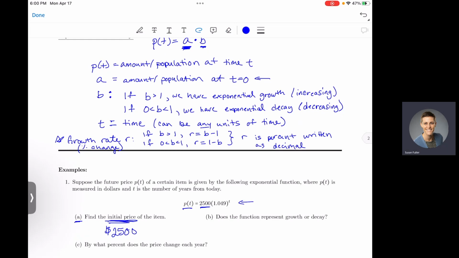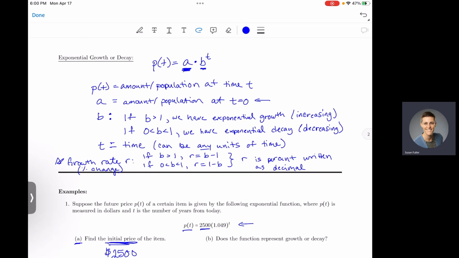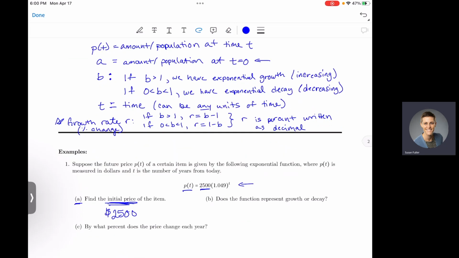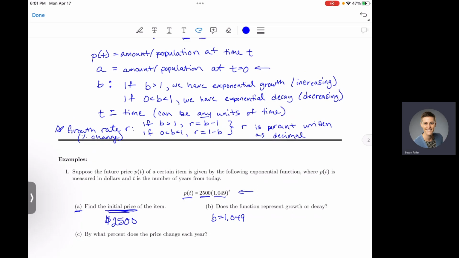Does this function represent growth or decay? Well, whether we're growth or decay is going to depend on the base of our function. So the base of our function is b here. Our b value is right here, 1.049. Is 1.049 bigger than 1, or is it a fraction or a decimal between 0 and 1? Well, that's bigger than 1, so that means we have growth. Right? If b is greater than 1, we have exponential growth.